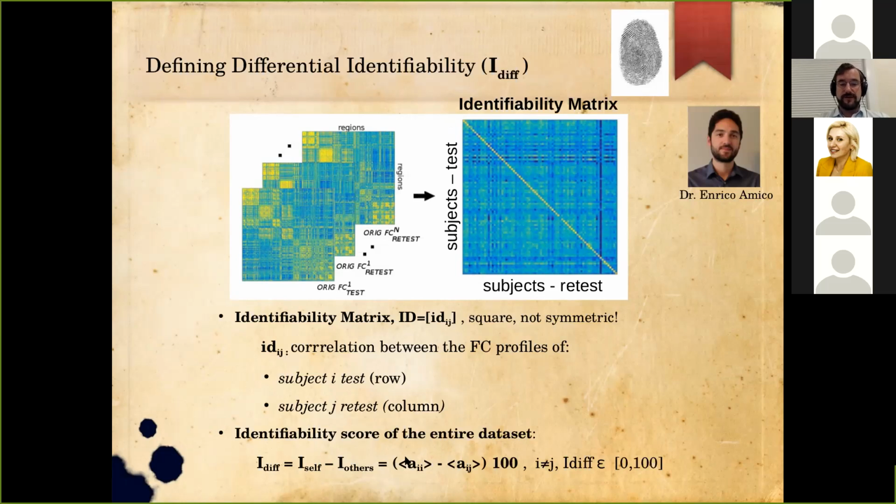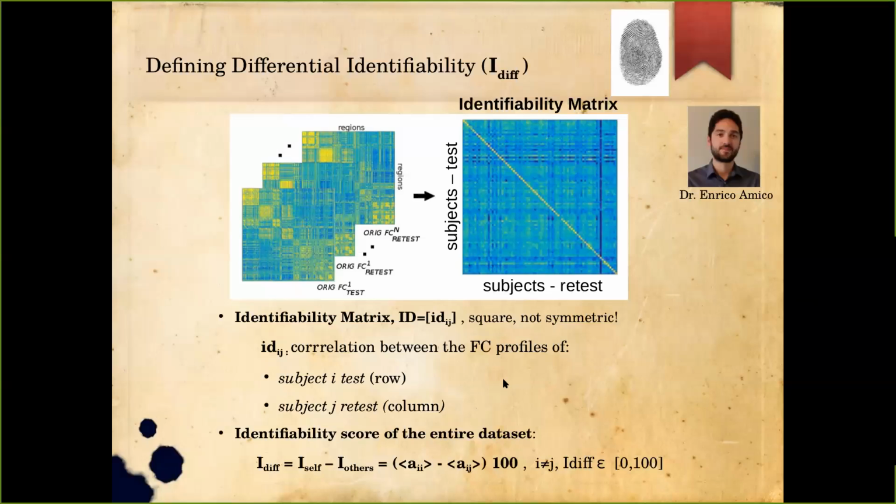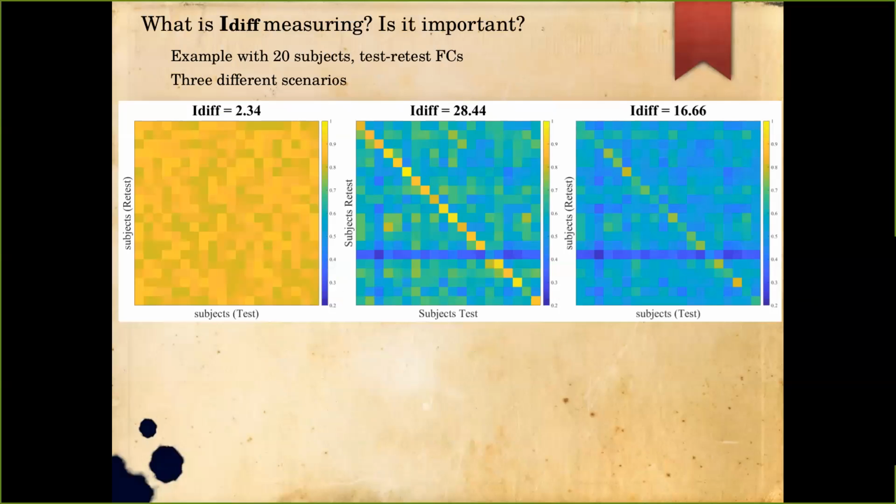So this gives you a value. It's a score that we multiply by 100 just for simplification purposes. So let's develop some intuition on how this works. I'm going to present you, for a cohort of 20 subjects all doing resting state, 3 different scenarios of identifiability matrices. So in the first one, everybody looks the same. Everybody's functional connectome correlates 0.8 or 0.9 or even more with everybody else, which corresponds to a very low identifiability score. Differential identifiability score is how we call it.